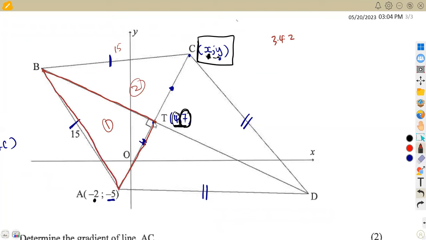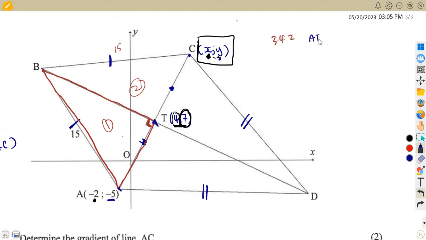And this triangle is a right angle triangle. Take note here, there's a 90 degrees. So we can calculate BT if we have this length, because we have got BA. So we can calculate the length AT and apply Pythagoras theorem because it's a right angle triangle. So you can calculate from A to T. Remember, we have got the point A, we have got the point T.